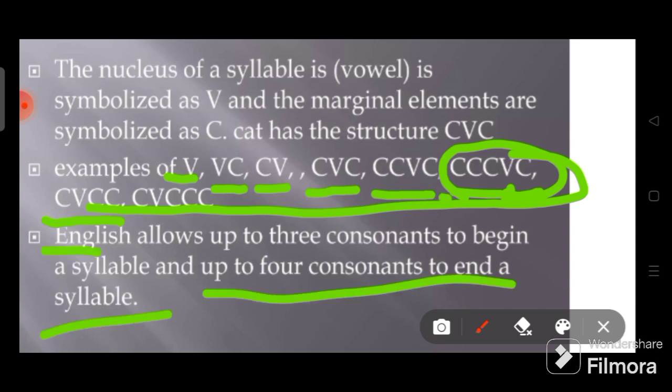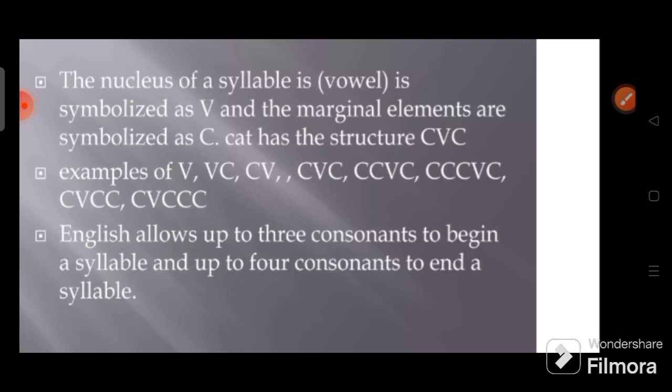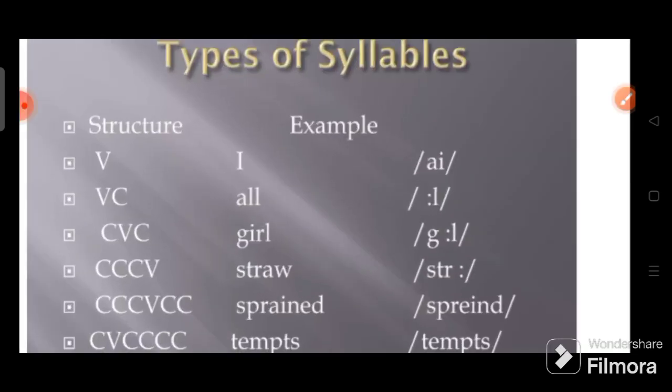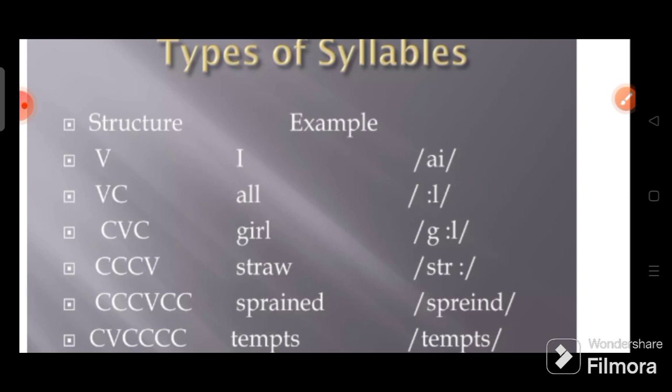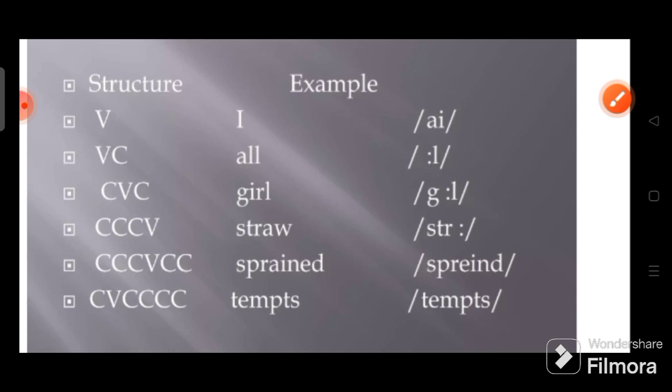So what does it mean? In the beginning you may have 3 consonants. At the end you may have 4 consonants in a syllable. Next, types of syllables. We looked at structure.